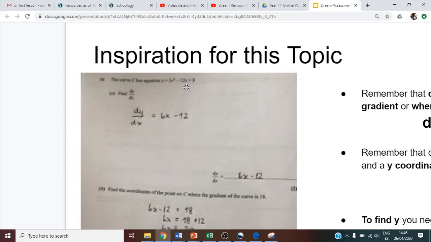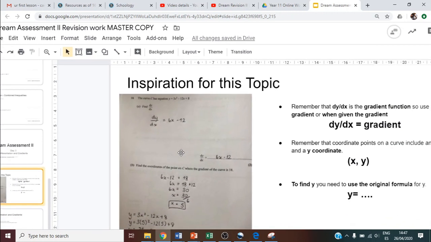Remember that your x is always losing 1 power when you differentiate. So x to the power of 2 just becomes x. Just x, the x disappears, and no x, the whole term disappears altogether. So this is correctly differentiated.